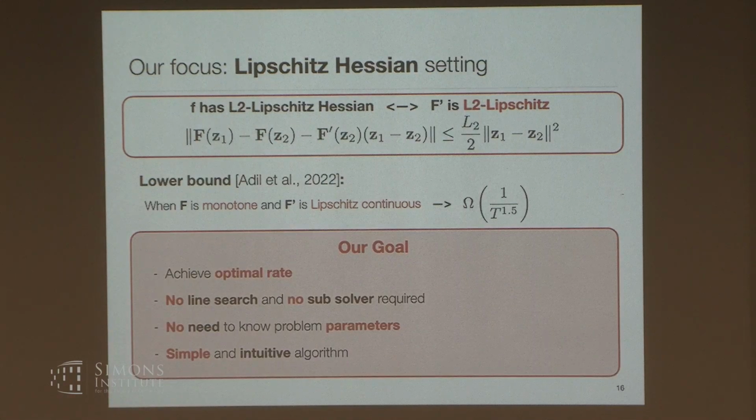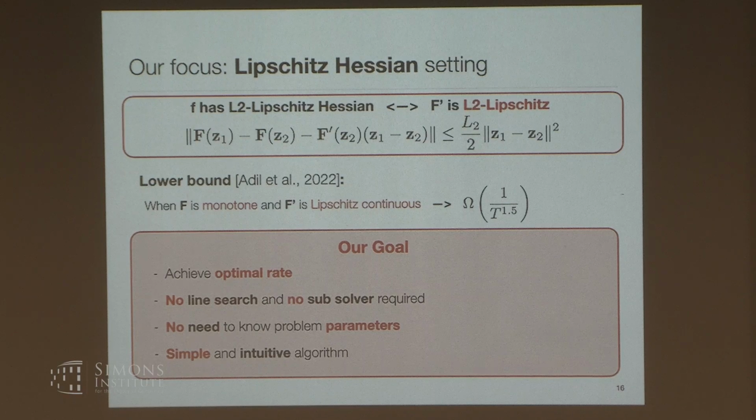So the optimal rate here is going to be T to the power 1.5. We want to avoid line search and subsolvers. And one important thing that we want to do along the way is we don't want to know any parameters of the problem. In this case, this is going to be the Lipschitz constant. We don't want to know the Lipschitz constant. What we're going to do is estimate it in our own way. And we just want the algorithm to be simple.